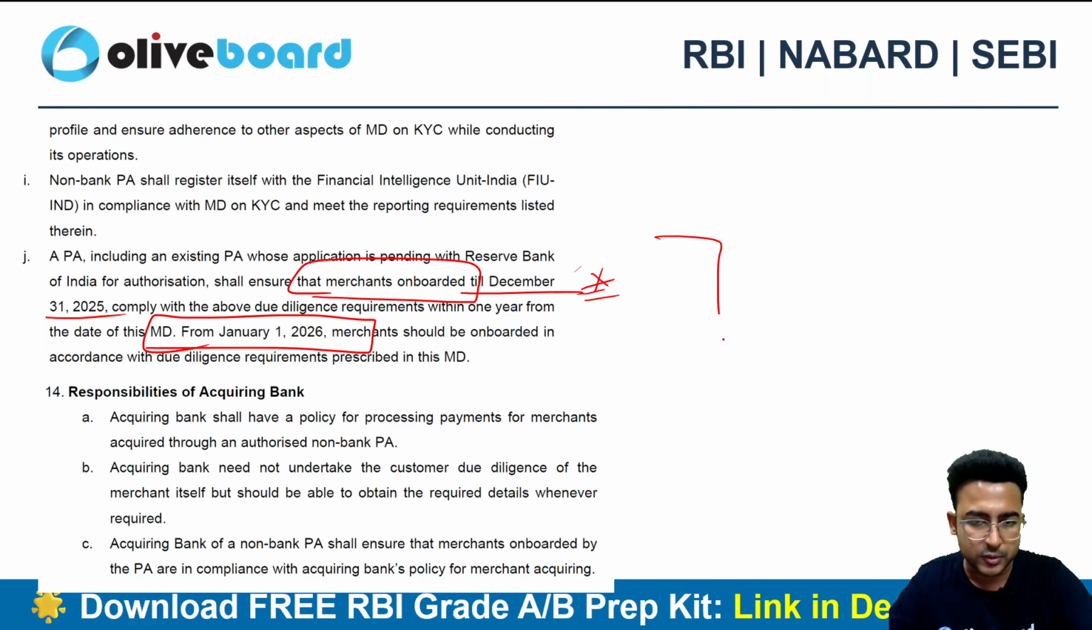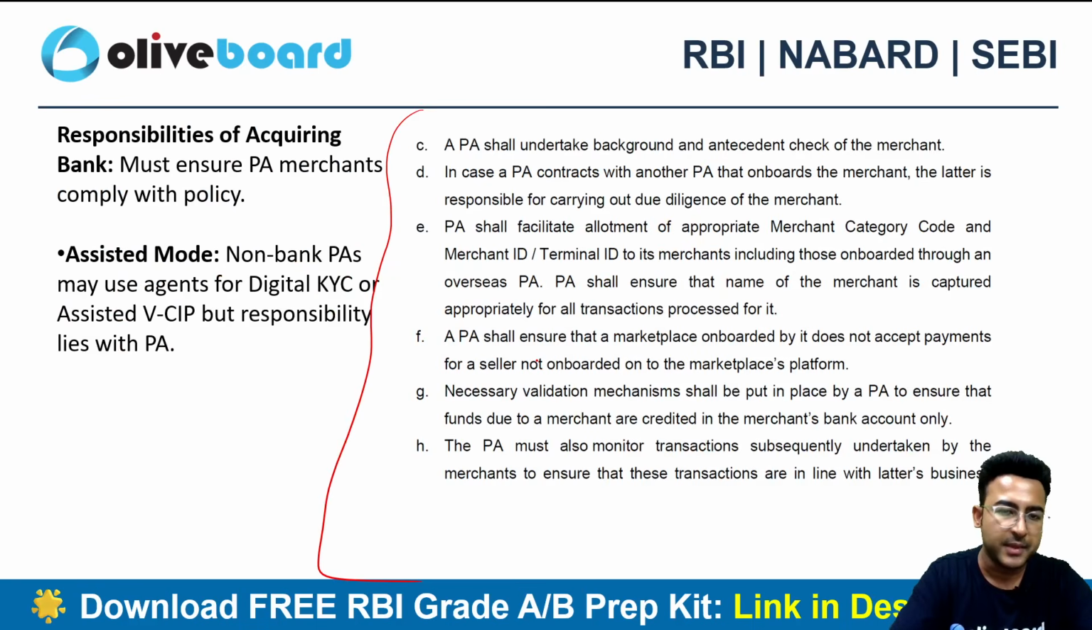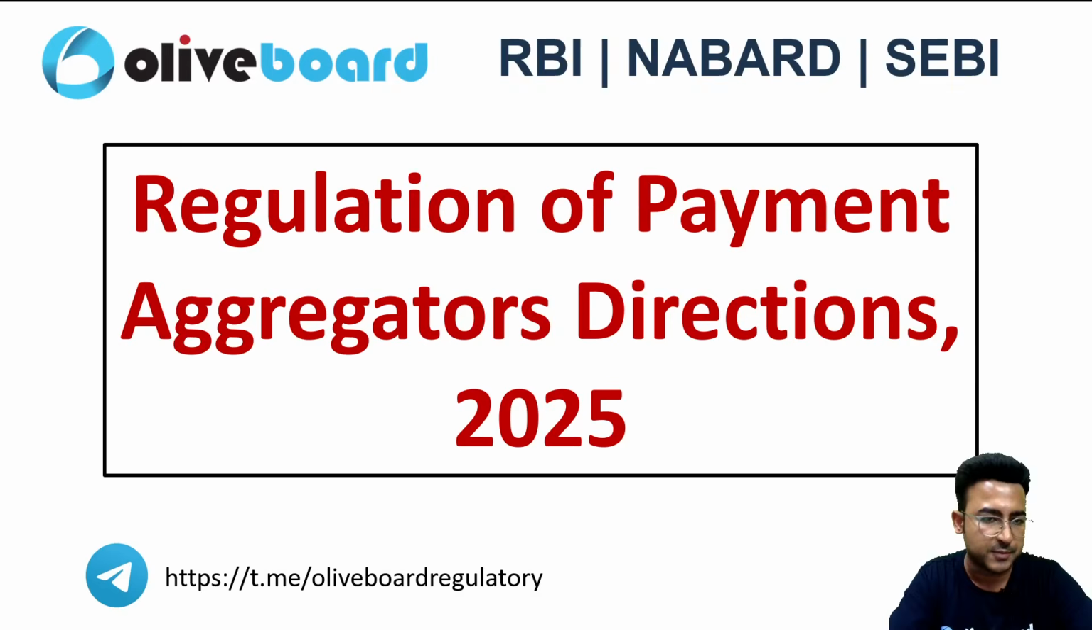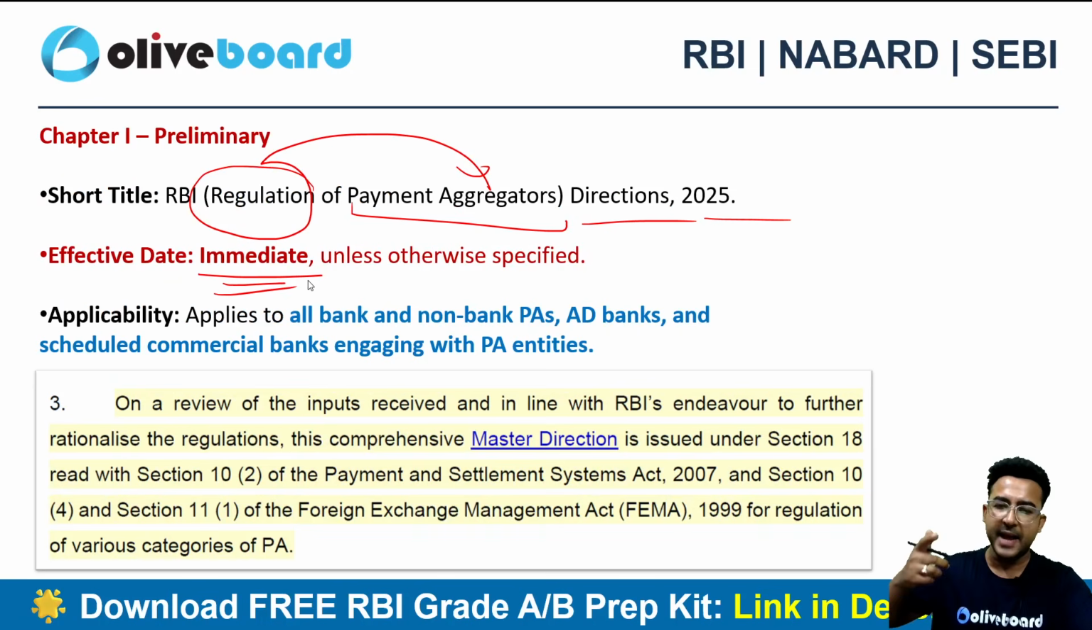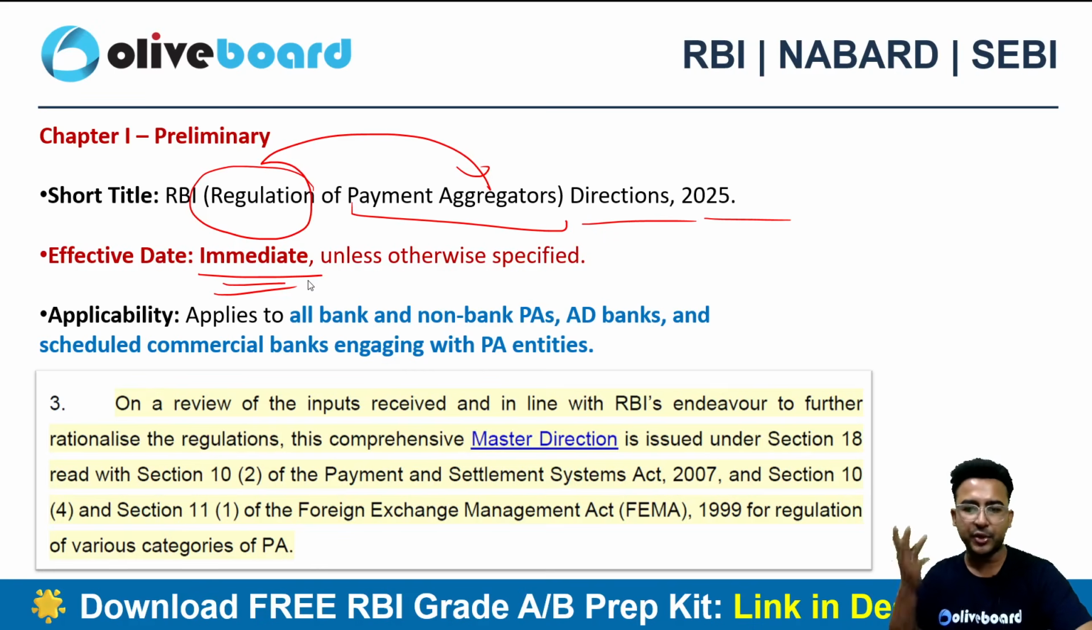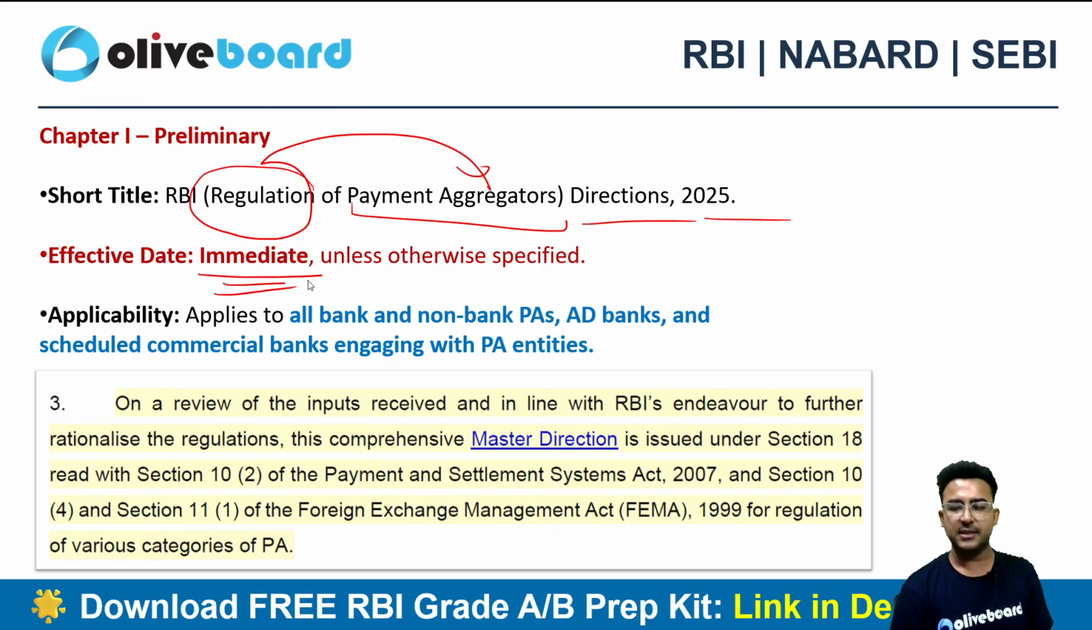Plus this date of KYC is also important. And do remember the applicability of this particular circular. It is applicable effective immediately. There is no specific date. It is effective immediately. And this is the applicability: all the banks, non-bank payment aggregators, authorized dealer banks, and scheduled commercial banks who are engaged in the PA entity business need to comply with this particular circular.